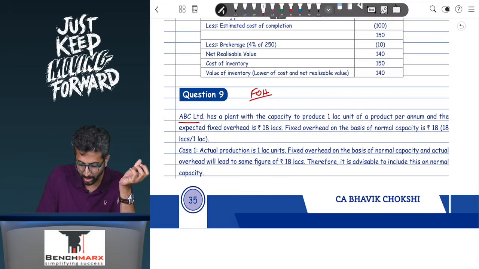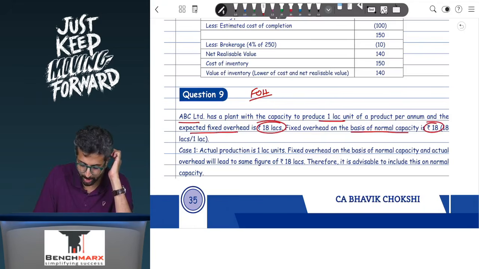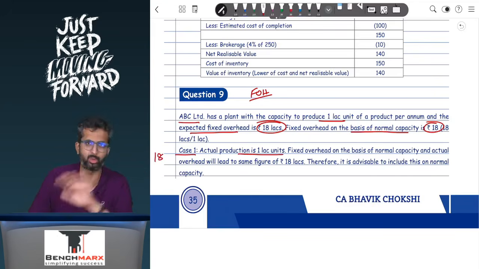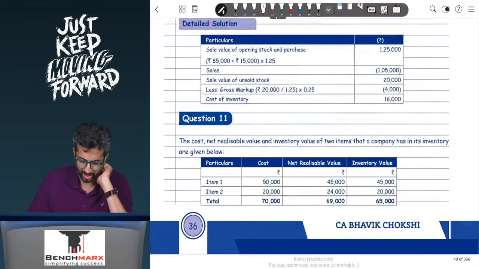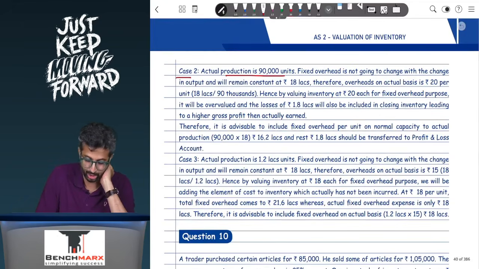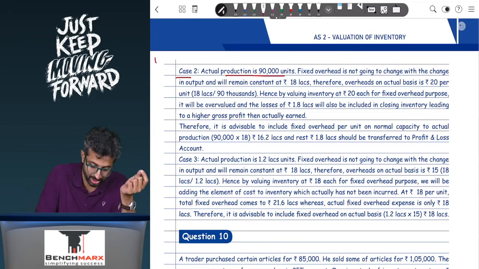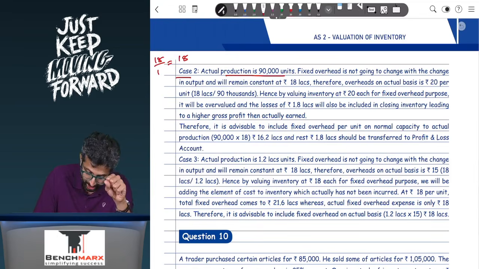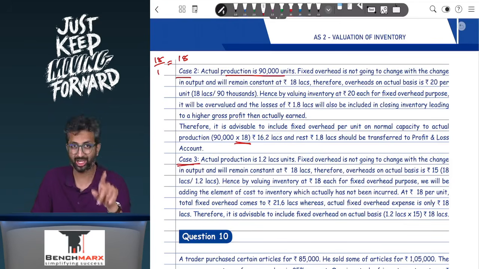ABC has a plant with a capacity to produce 1 lakh units of product and the expected fixed overheads is 18 lakhs. Now the fixed overheads based on normal capacity is rupees 18, which is perfect, 18 lakhs divided by 1 lakh. Case 1, actual production is 1 lakh only, so normal is equal to actual and hence your absorption rate will be based on 18 only. Okay, second case, actual production is 90,000, so absorption rate will still be 18 lakhs divided by 1 lakh, that is 18 only, because your normal or actual, whichever is higher, that is 1 lakh or 90,000, whichever is higher.